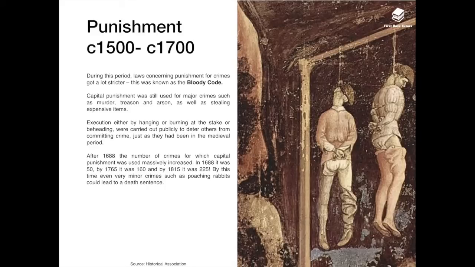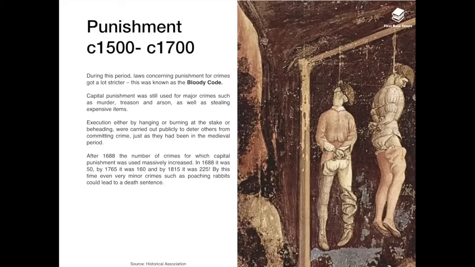During this period, laws concerning punishment for crimes got a lot stricter. This was known as the Bloody Code. Capital punishment was still used for major crimes such as murder, treason, and arson, as well as stealing expensive items. Execution, either by hanging or burning at the stake or beheading, was carried out publicly to deter others from committing the same crime, just as they had been in the medieval period.